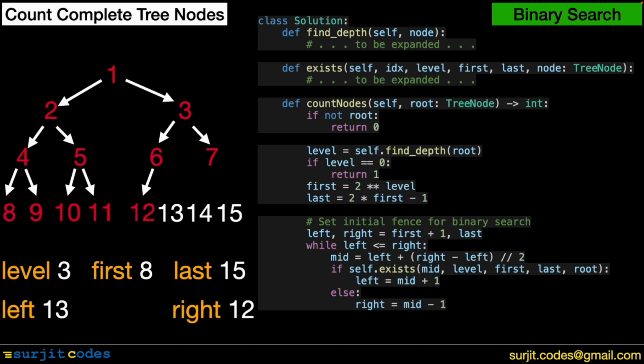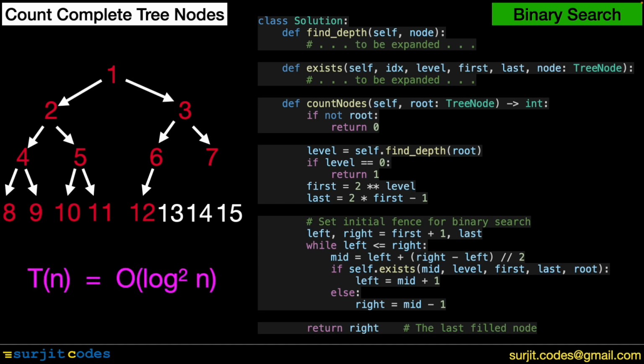So right becomes 12. Now that it has crossed left, the loop terminates. At this stage, left is the index of the first unfilled node and right is the index of the last filled node. So number of nodes is equal to right. Binary search divides the fence in half in each iteration, so its time complexity is of the order of log n, that is the height of the tree.